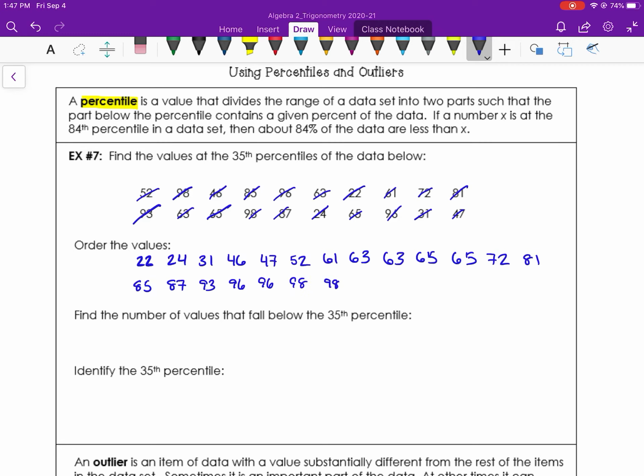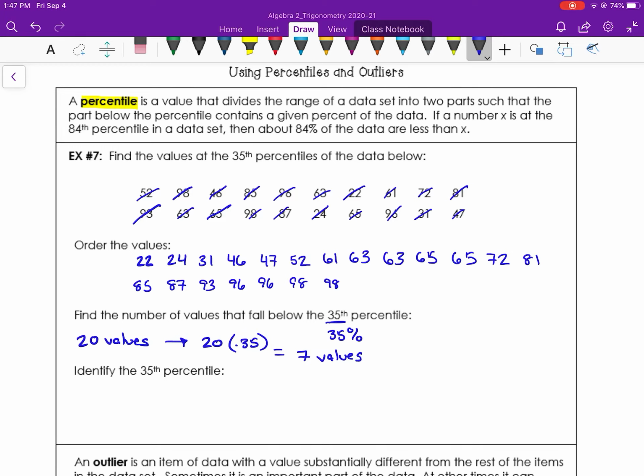All right, phew. So we're going to find the number of values that fall between the 35th percentile. All right, so 35%. Now, if you count up our total values, there are 20 values. Okay? So 35% of 20 means we're going to take 20 times 35%, which is 0.35, which gives us 7. So we have 7 values.